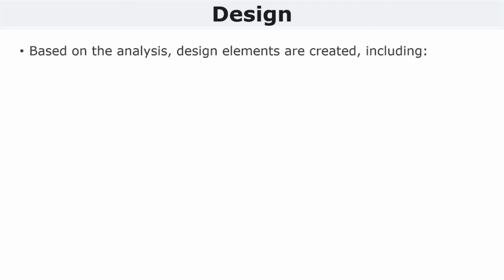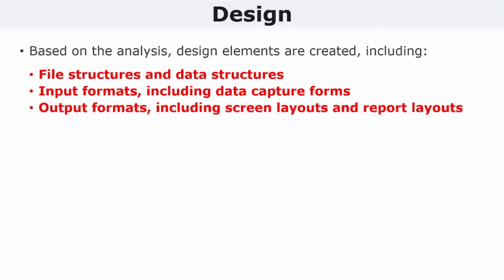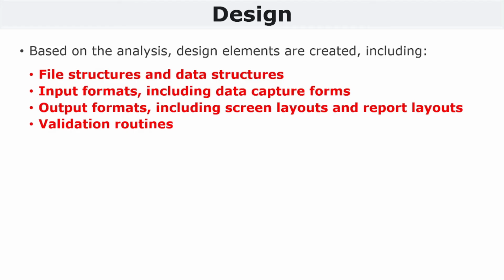The next stage after analysis is design. Based on the analysis that has been made, you need to do some design, okay? Some design elements include file structures and data structures, the input formats that include how data needs to be captured, and output formats that include how the screen layout and the report layout need to look. And then we also have validation routines. These are the main things to look out for as far as the design stage is concerned.